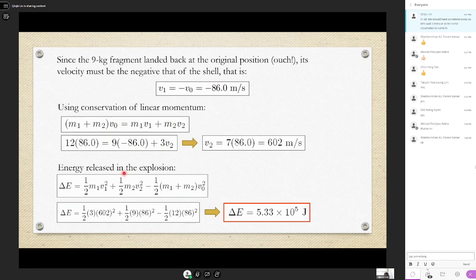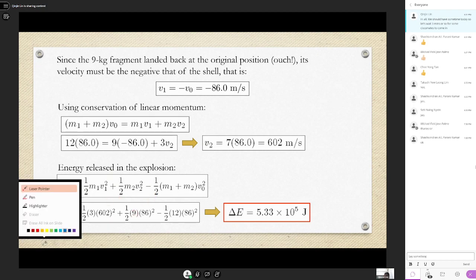So after we find out the velocity of fragment 2, we can find out what's the change in energy already. They are moving, right? They have kinetic energy. At that point, you compare after the explosion versus just before the explosion, the energy that they have. So energy released in explosion must equal the final state energy minus the initial state.